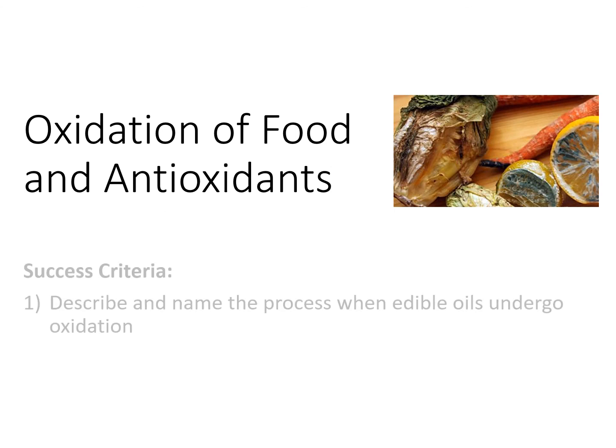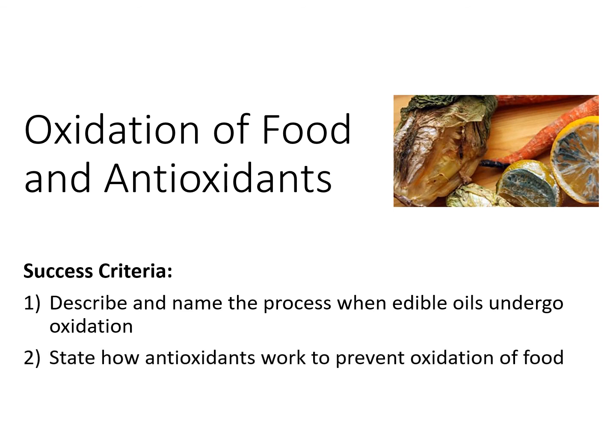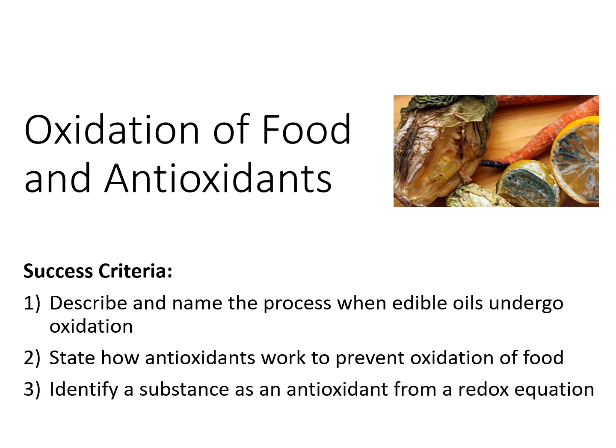And that's us. So we've covered how to describe and name the process when edible oils undergo oxidation, that is, they become rancid. State how antioxidants work to prevent oxidation of food: they themselves are oxidized, they're classed as reducing agents and they donate some electrons. And then identify a substance as an antioxidant from a redox equation. So you're looking for the chemical that is being oxidized.